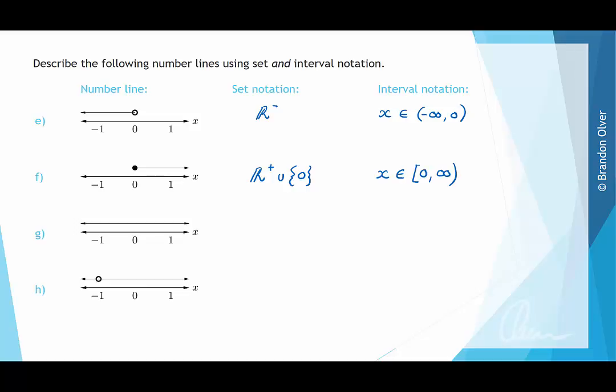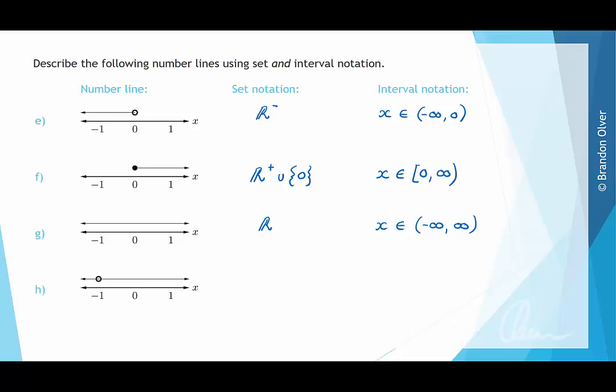For G, this is just all real numbers, so you go from negative infinity through to infinity. So we can use just the capital R. And for your interval notation, you can say x is an element of negative infinity to infinity, and both of those have a round bracket.